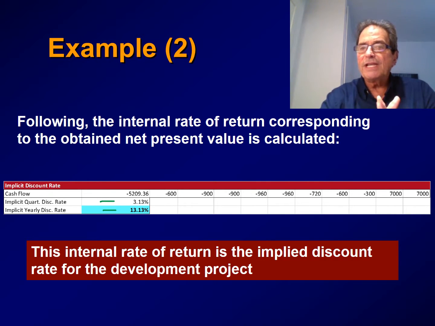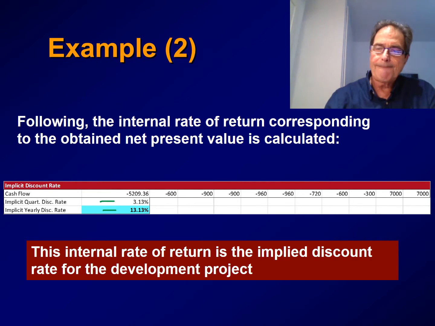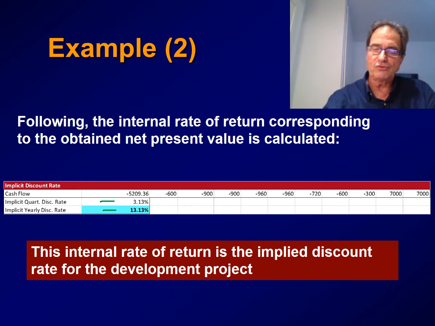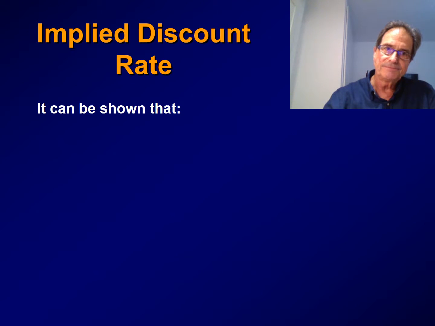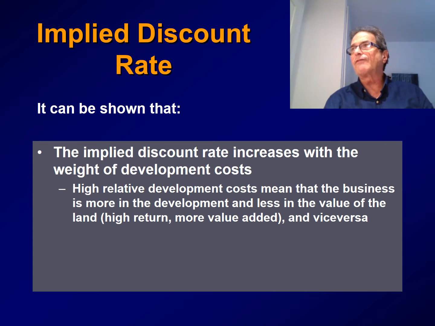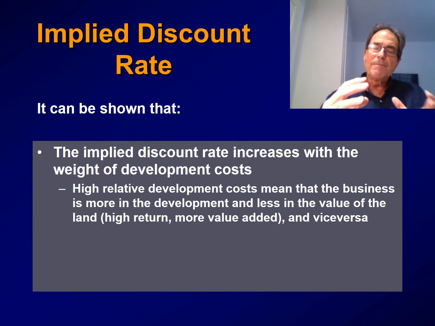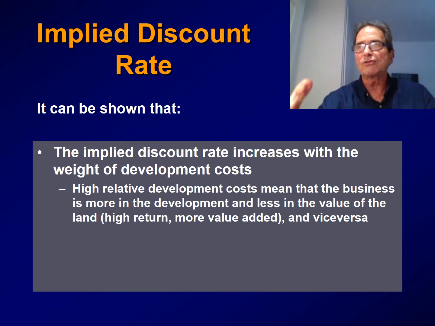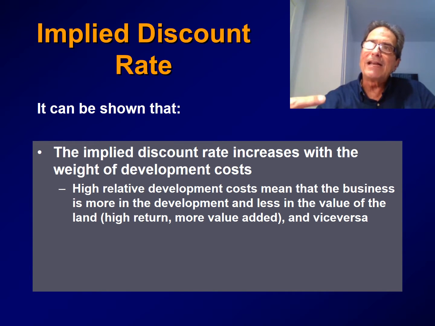This internal rate of return is the implied discount rate for the development project. So that would be, in theory, the discount rate that we would use to discount the free cash flows of the project. It can be shown that the implied discount rate increases with the weight of development costs. So the more important development costs are within the total cost structure of the project, the larger the implied discount rate will be.